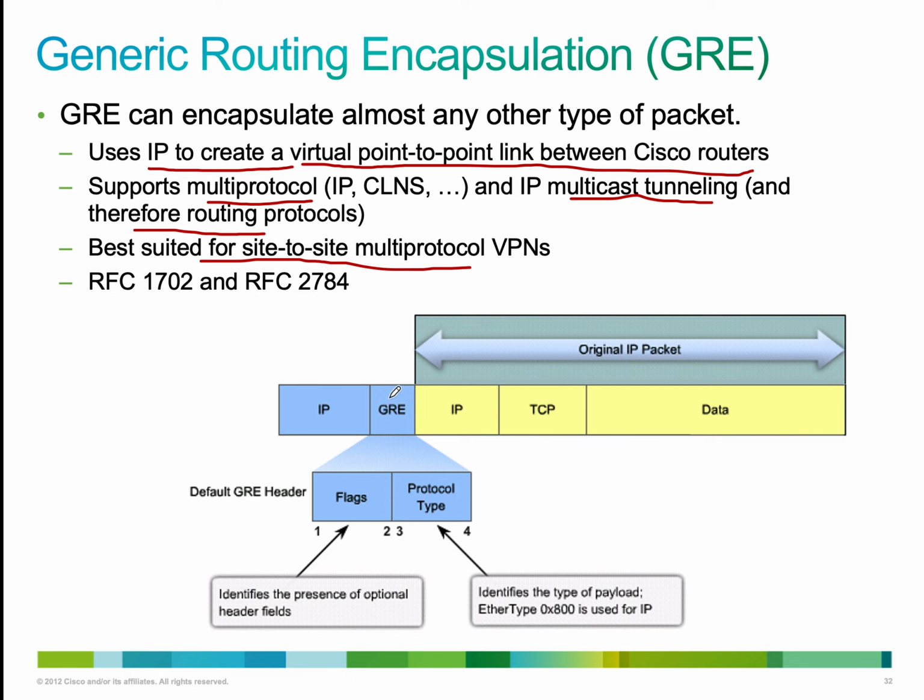This is the default GRE header, and this is the data header, the original data. So this is the GRE header: flags and protocol type. Now the flags, what do they do? They identify the presence of optional header fields. If you need any optional header, the flags can identify it for you. The protocol type identifies the type of payload, where 0x0800 is used for IP. So it indicates the type of payload that this data packet is going to carry.